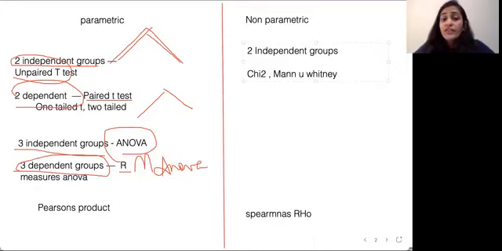All right, so then it's going to be your Spearman's rho. Spearman's rho is your correlation coefficient I told you for your non-parametric. We'll talk about that in detail later.